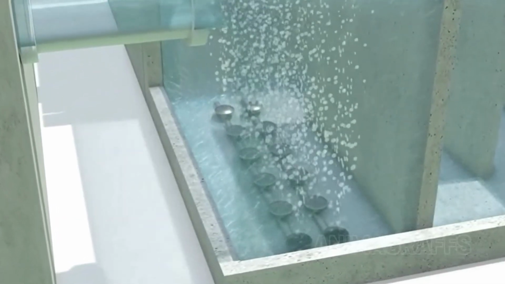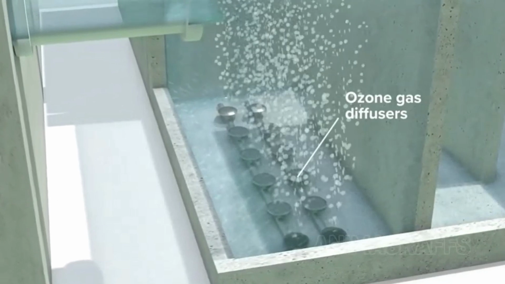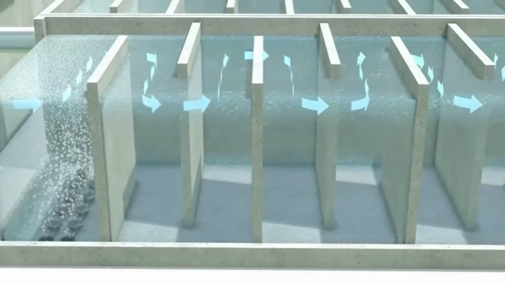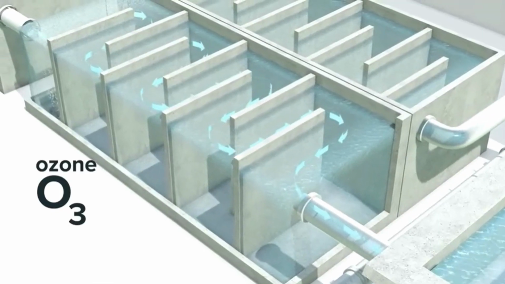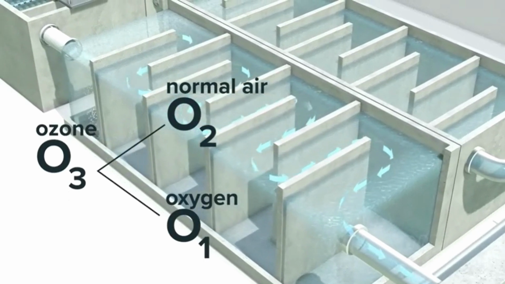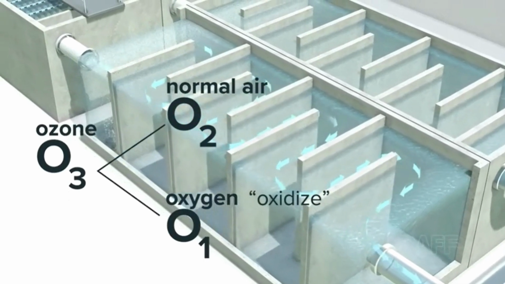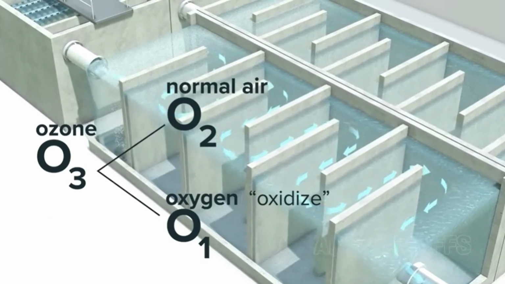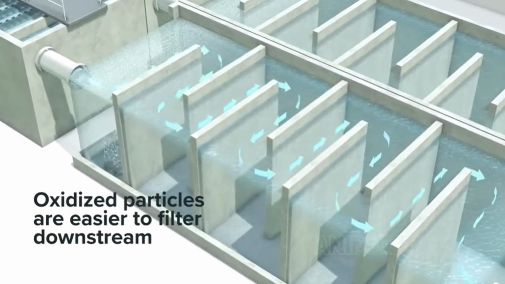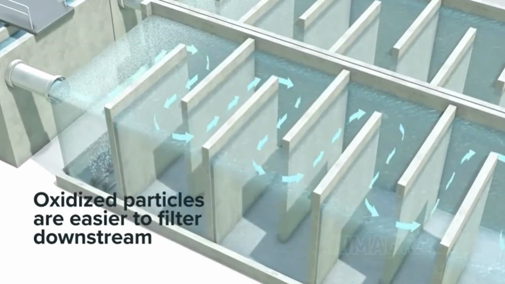In the ozone tank, ozone gas bubbles are injected into the flowing water through diffusers. The tank is divided, which slows the flow. When ozone is injected into the stream, the extra oxygen molecule can bond with contaminants or oxidize them, with various desirable results. For example, oxidized metals have a weaker bond with water and are therefore easier to extract.